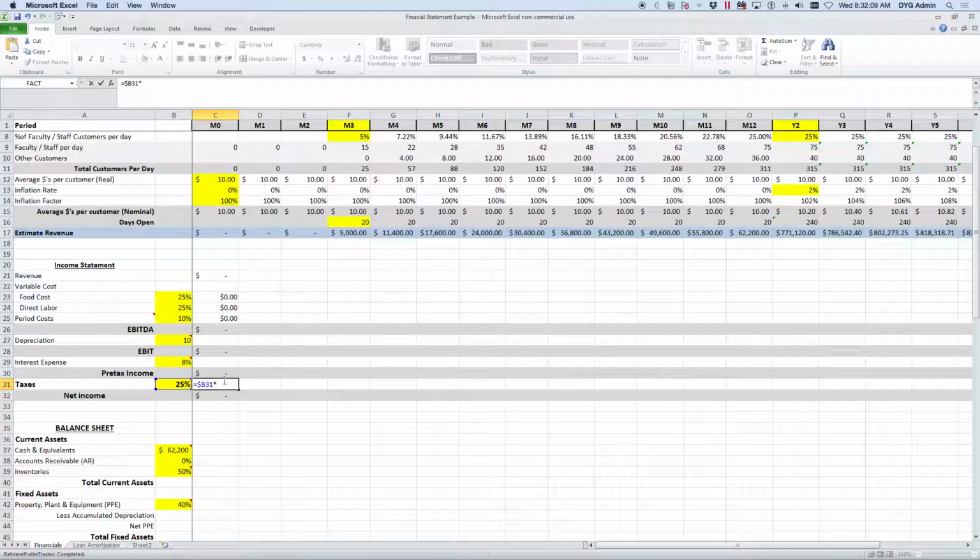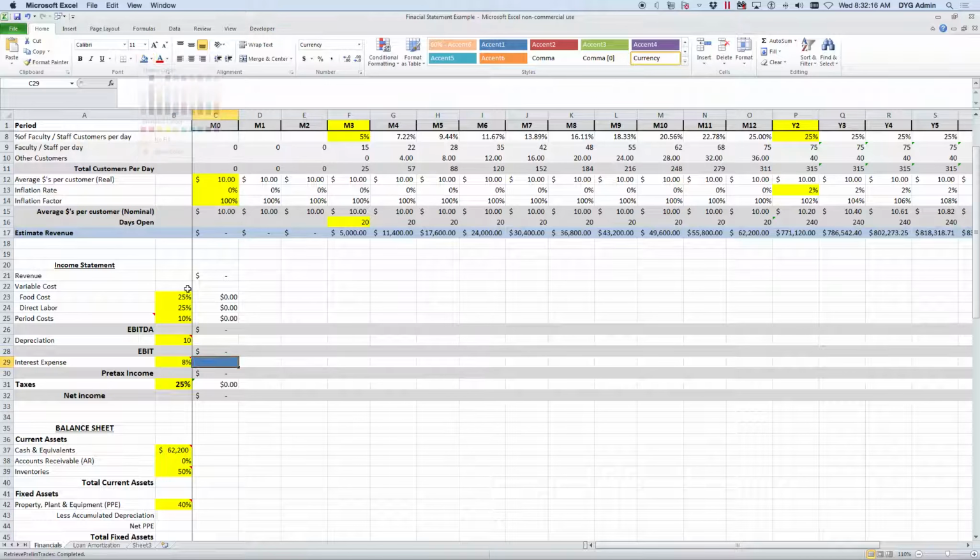Times whatever the pre-tax income is. So we can fill that one out. So as of right now, we've got these two. I'm just going to put them a little color. We've still got to figure these two out. Okay, just a little placeholder. We'll take that away once we get them sorted out.